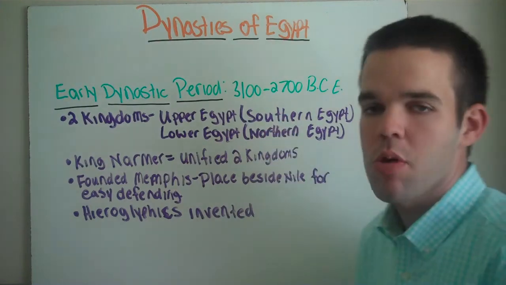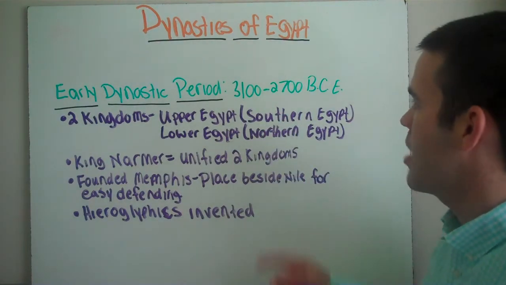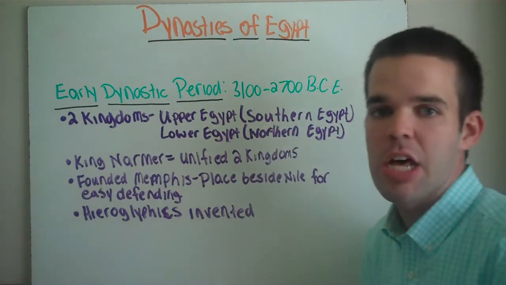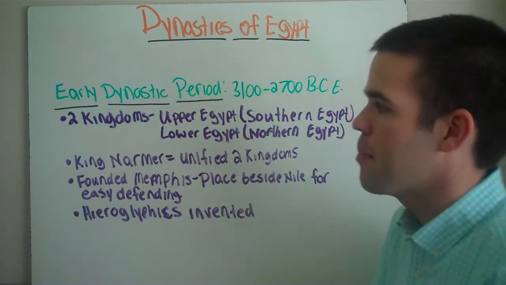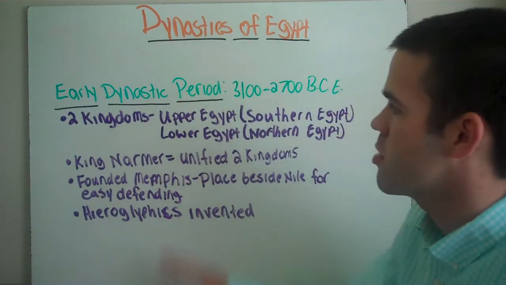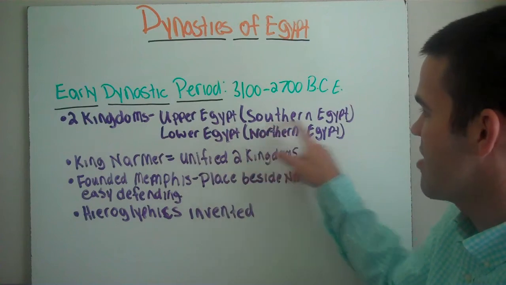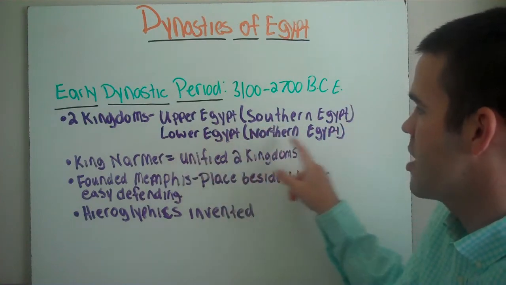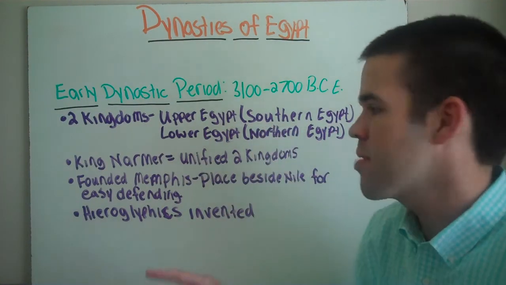It began around 3100 BCE, or before Common Era. It ended 2700 before Common Era. At the beginning of the early dynastic period, there were 2 kingdoms: Upper Egypt in the southern part of Egypt and Lower Egypt in the northern part of Egypt. Do not get them confused.